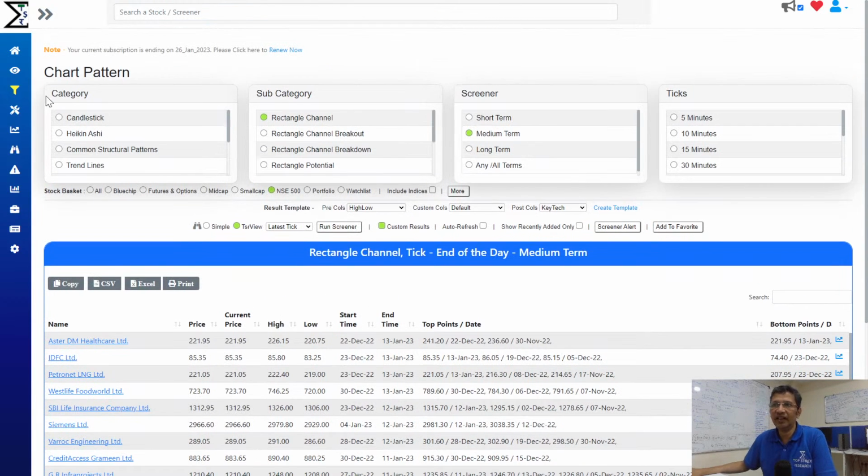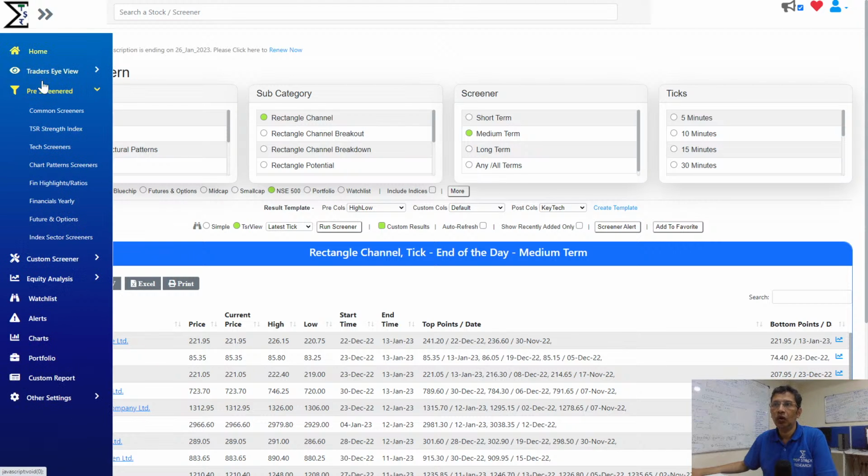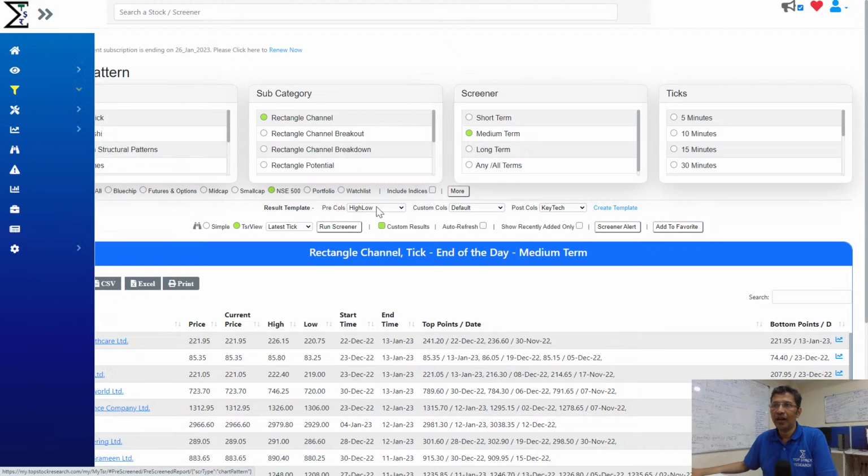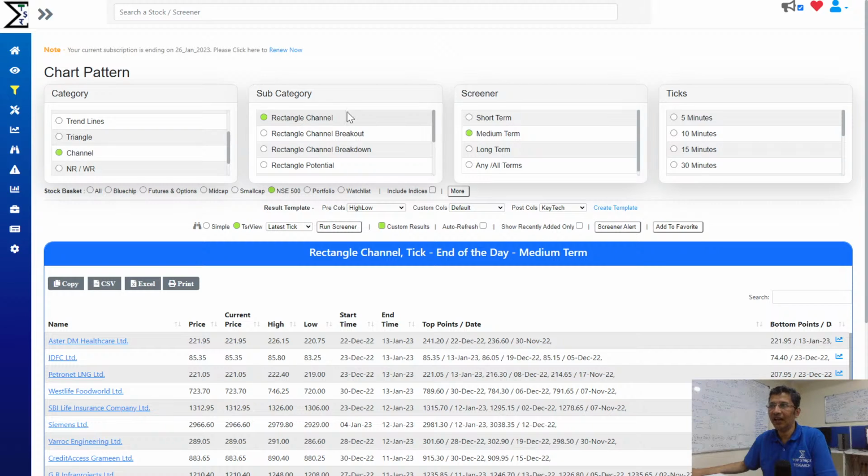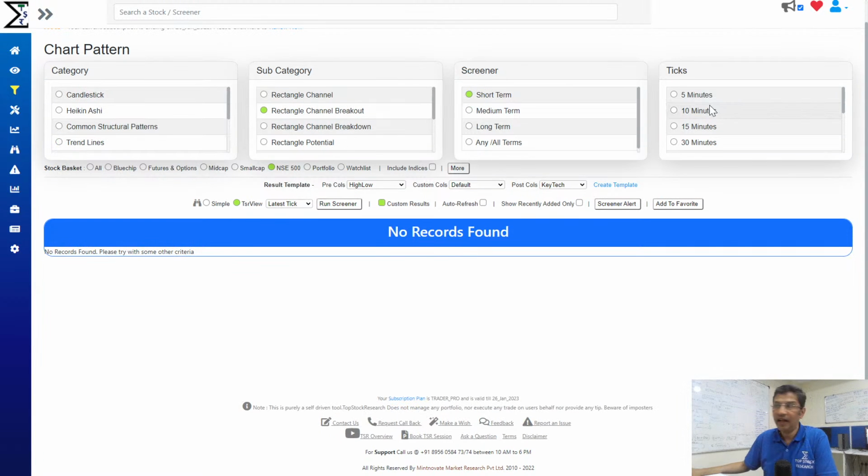So yes, the screeners are here. You go into pre-screened, chart pattern screener, go to channel, go to rectangle channel, and you will get all these screeners out here. Number one. Number two is we are looking at breakout. So rectangle channel breakout, okay, and looking at short term on NSE 500, there's none.